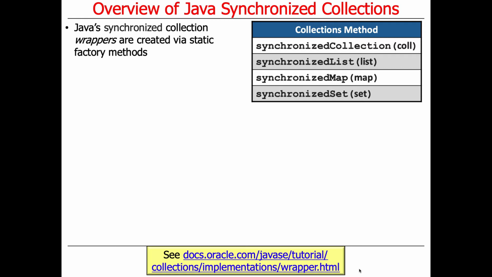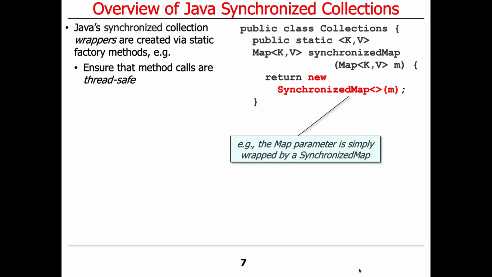wrappers. And there's a bunch of factory methods that are defined on the Collections class, that take a collection and make a synchronized version of that collection. So you can see there's 4 different methods: synchronizedCollection, synchronizedList, synchronizedMap, and synchronizedSet. And what these wrappers do is they ensure that the method calls are thread safe. So here's an example of this.